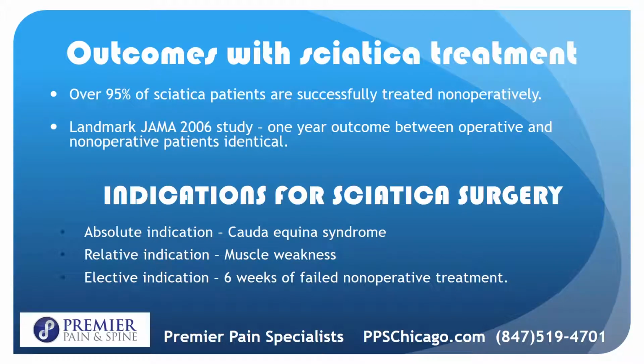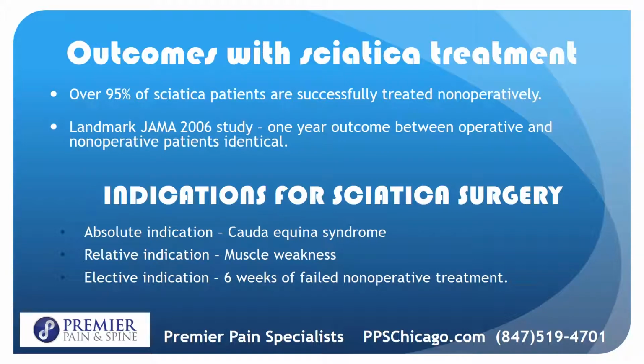An absolute indication is if you have that bowel and bladder incontinence. That's called Cauda-Equina syndrome. That's a surgical emergency. You should definitely have surgery within 24 hours. Now, a relative indication is if you have muscle weakness. So an indication for that might be foot drop, where you have trouble lifting up your foot. Might have trouble lifting up your big toe, or everting your foot.